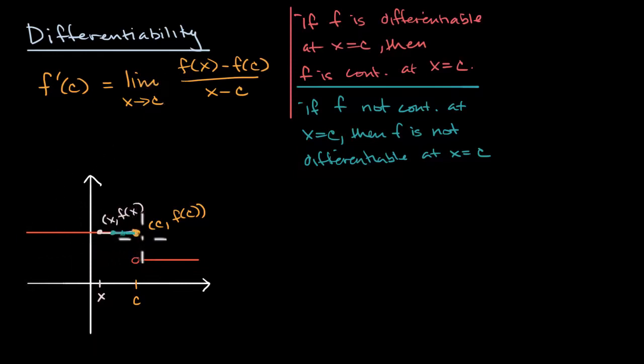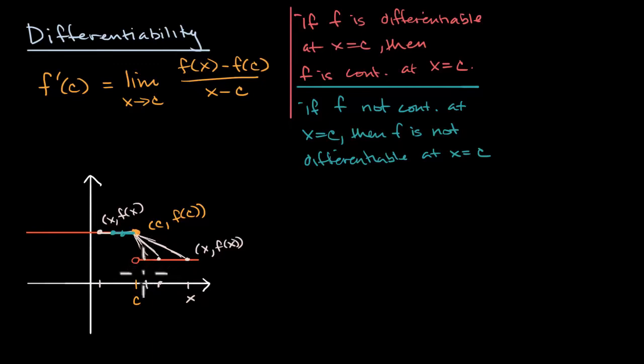But what about if we were to take x's to the right? So instead of our x's being there, what if we were to take x's right over here? Well, for this point, x comma f of x, our slope, if we take f of x minus f of c over x minus c, that would be the slope of this line. If we get x to be even closer, let's say right over here, then this would be the slope of this line. If we get even closer, then this expression would be the slope of this line.